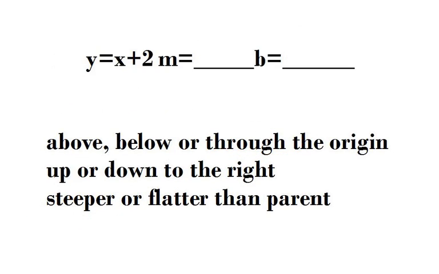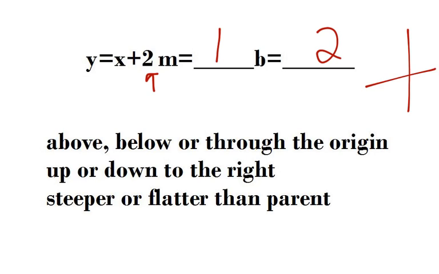Y equals x plus 2. Slope is the number in front of x. There's not one, so it's 1. Y-intercept is the constant. That's going to be the number at the end, or the constant by itself, so it's 2. Okay, we're comparing it to the origin.